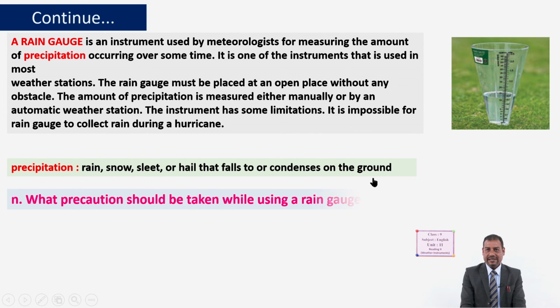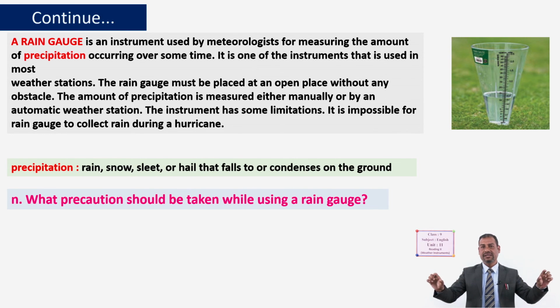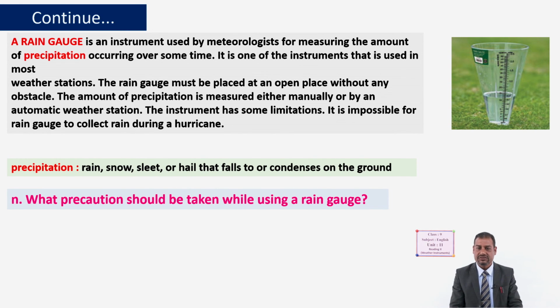So now the question for you again, what precaution should be taken while using a rain gauge? So when we use a rain gauge, on what thing do we have to be very careful? So can you tell me? Please source this information from the paragraph. Are you searching? Good. Have you found? Okay, you can find it here. See, the rain gauge must be placed at an open place without any obstacle.